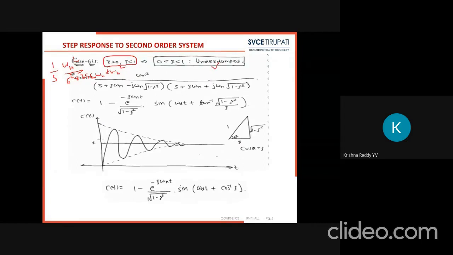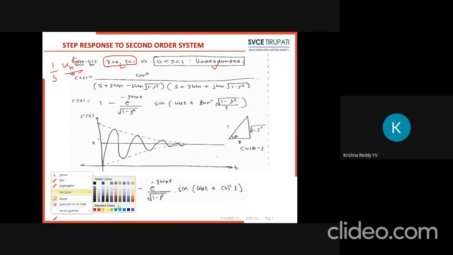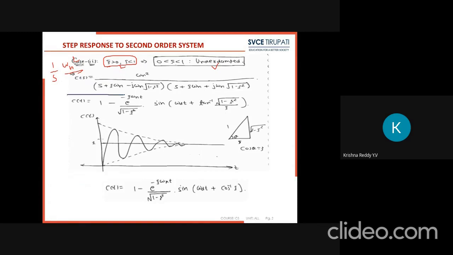It is an underdamped system. Finding the roots and calculating the time response, we get c of t equal to 1 minus e to the power of minus zeta omega n t by this term. This is the time response of the system when the second order system is subjected to the step input, where cos theta is equal to zeta, or otherwise tan theta is equal to square root of 1 minus zeta square divided by zeta.